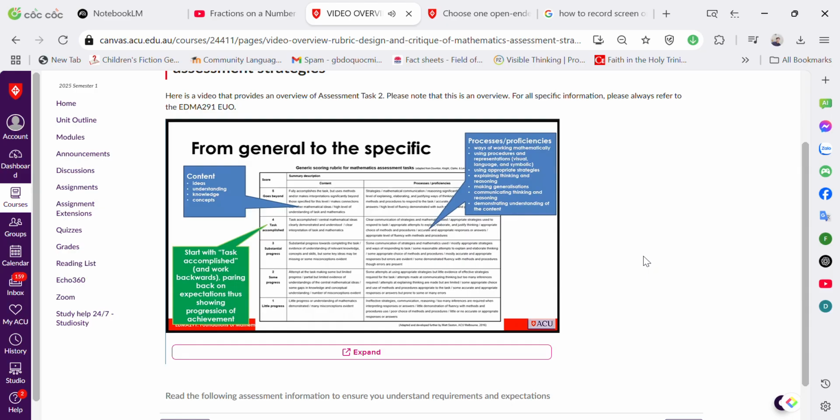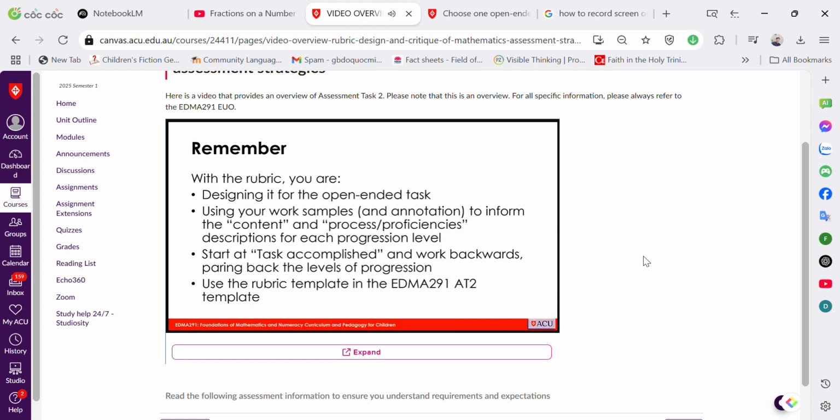My advice is always to start at task accomplished. Start at that level, and then you can work backwards by paring back the idea of what you would expect to see then at substantial progress. And it's not just a matter of deleting some of the descriptors that you have, but it's a matter of reworking them in a way that a teacher will be able to clearly see the progression going from little progress to some progress, substantial progress, task accomplished, goes beyond. We want this to be a classroom-ready rubric that any teacher will be able to pick up because of your important pedagogical reasoning that you've done.